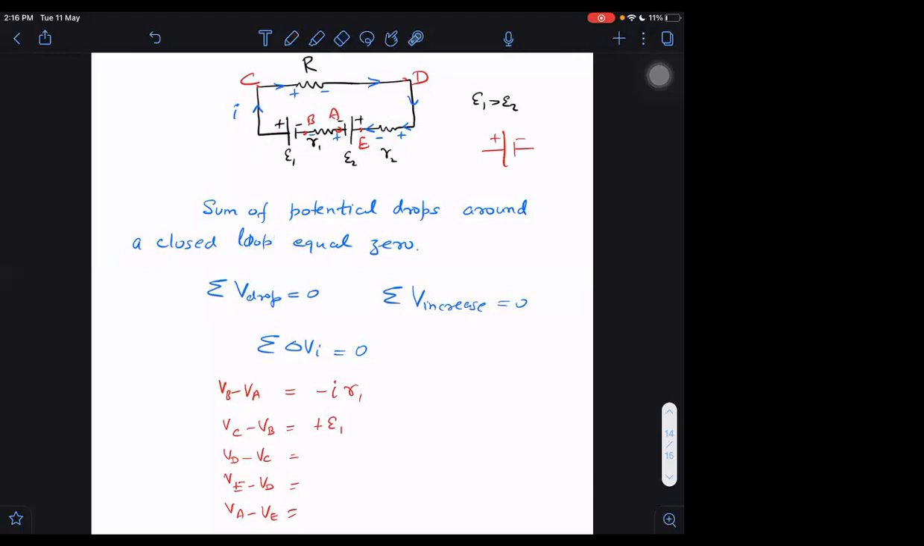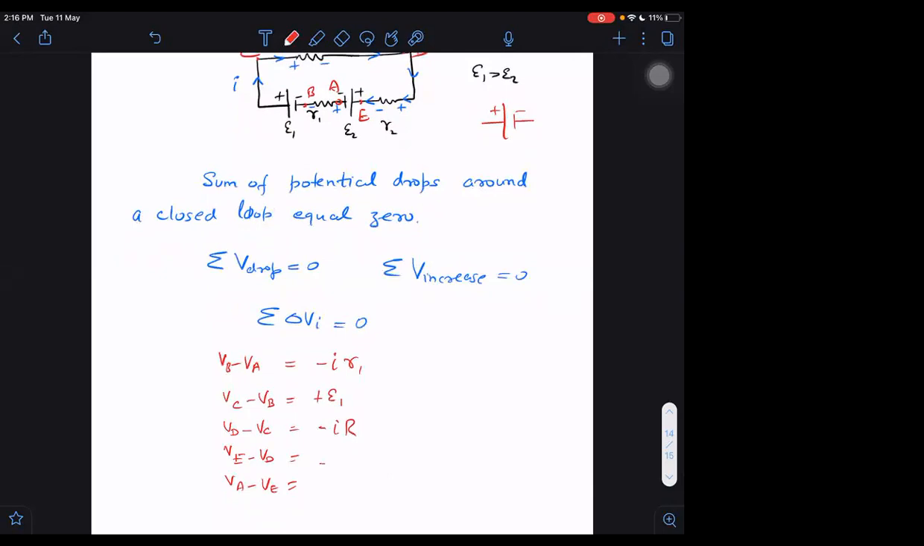Now, VD minus VC is minus IR, capital R. It will decrease. Then VE minus VD is minus IR2. And then at last VA minus VE. Now tell me what? Minus E2. It will be minus E2. Yes, 1, 2, 3, 4, 5.